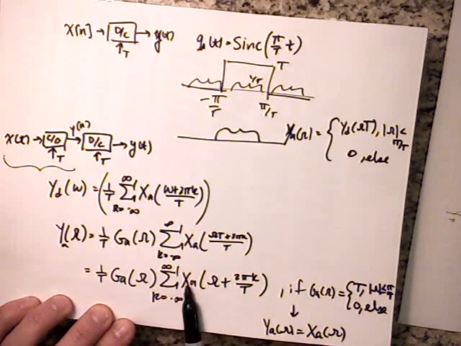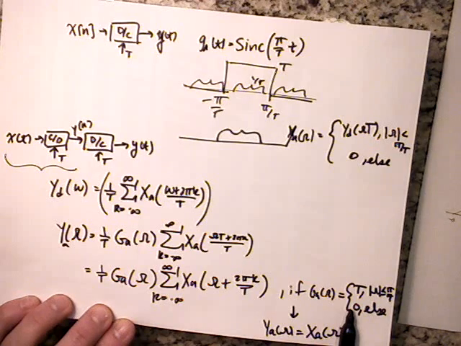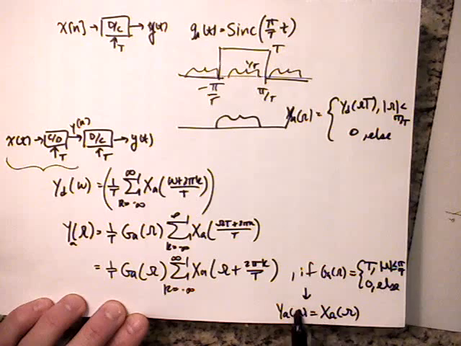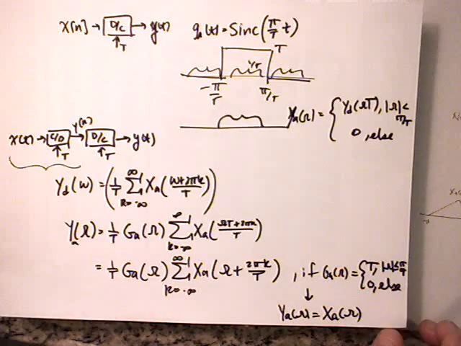If X_A of omega is band limited, then these don't alias. Then I need G_A of omega to be a brick wall filter. In other words, G_A of t has to be a sinc, and I'll get exactly perfectly reconstructed outputs. Okay, why don't we stop there, and I will see you in class on Thursday.